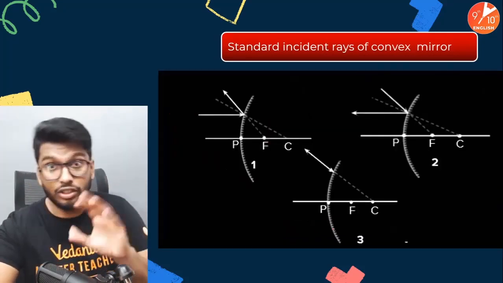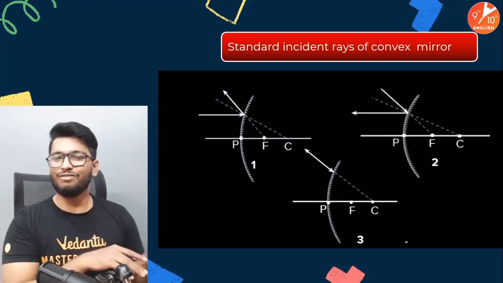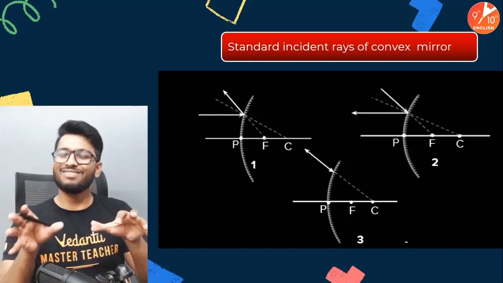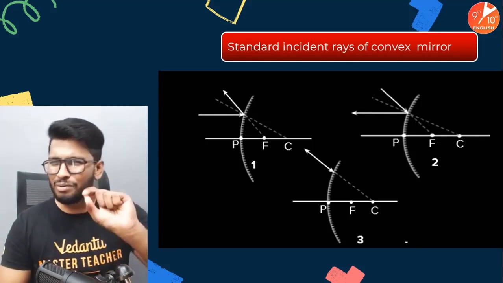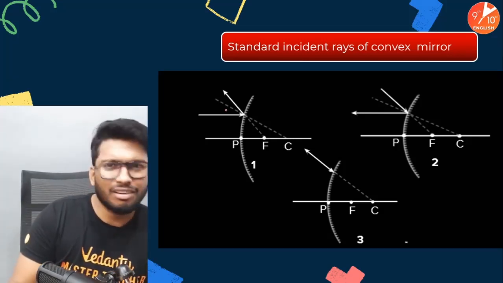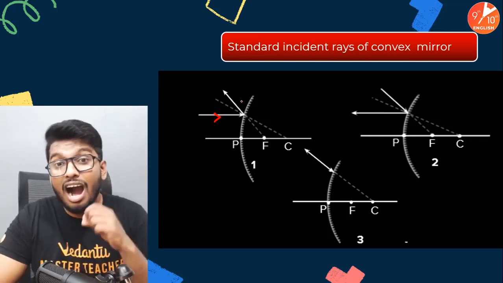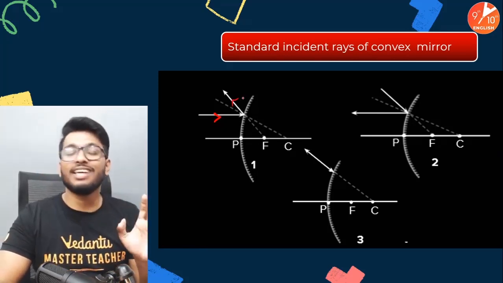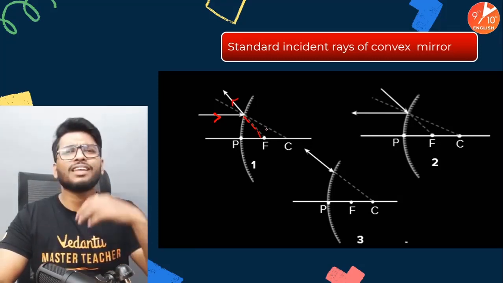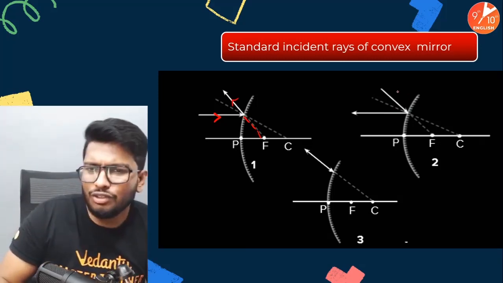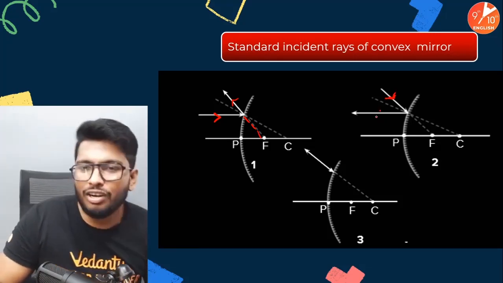For convex also, it's pretty much the same, but there's a little difference here because, again, the center of curvature and focus lie behind the mirror. So the rays of light can't really go through the focus or through the center of curvature. So it's going to be slightly modified over here. Again, it's pretty much the same. A ray of light parallel to the principal axis after reflection appears to pass through the focus. It doesn't actually pass through the focus. It appears to pass through the focus. A ray of light which is passing through the focus, or appearing to pass through the focus, after reflection becomes parallel to the principal axis.